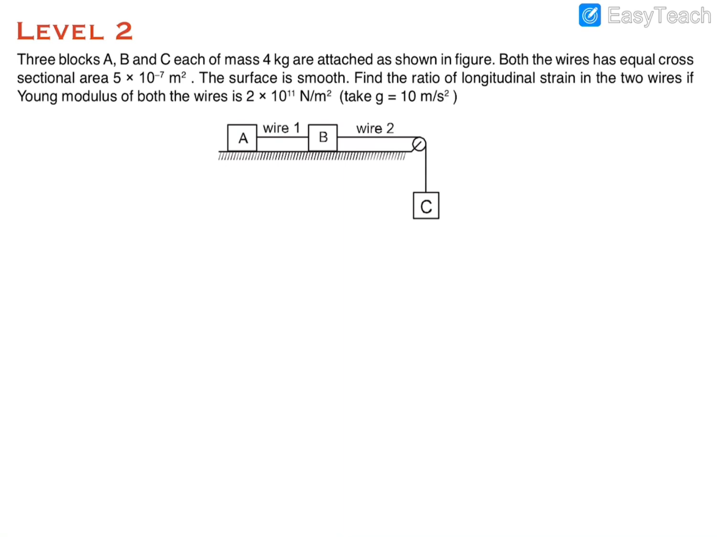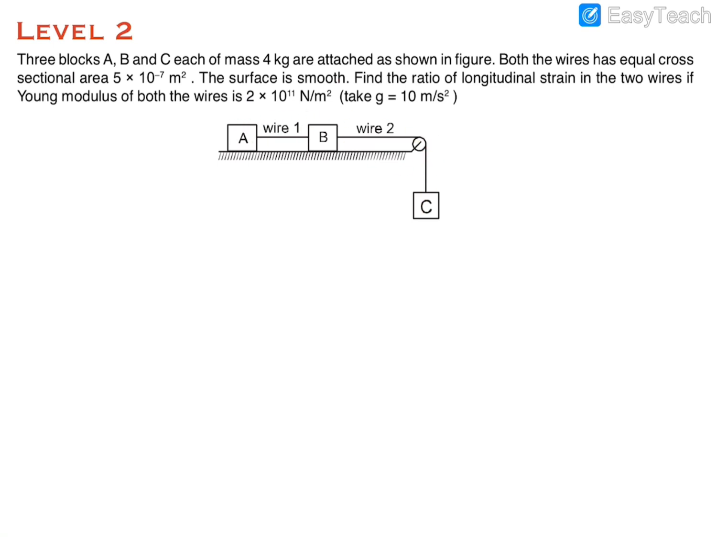In this video, we'll be discussing level 2 numericals based on elasticity and stress, strain and Hooke's law. So in this first question you can see that there are three blocks A, B and C. Each of them has a mass of 4 kg and they are attached with these wires as shown.